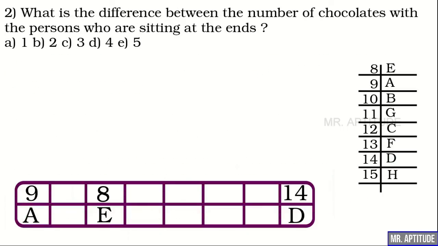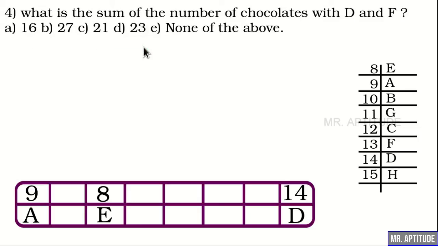I have chosen question number 2. What is the difference between the number of chocolates with the persons who are sitting at the ends? I know that A is sitting at the extreme left and D is sitting at the extreme right. A has got 9 chocolates and D has got 14 chocolates. So the difference between these two will be 5. So our answer will be option E.